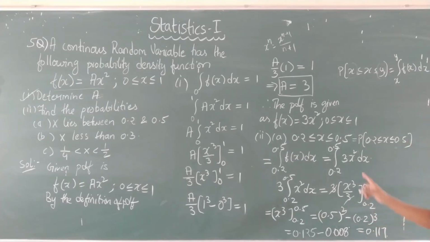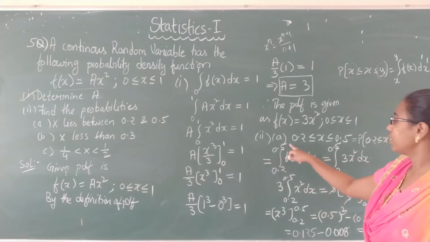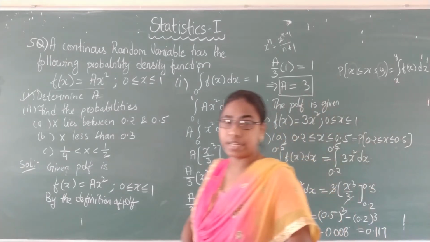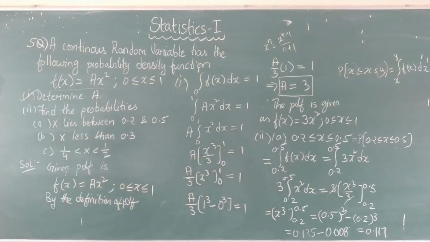So the probability that x lies between 0.2 and 0.5 is 0.117. So in this way we are going to find the remaining probabilities also. So in the second bit, the first bit is completed, that x lies between 0.2 and 0.5. Next is the second bit, we have x less than 0.3. Now we will do that second bit.